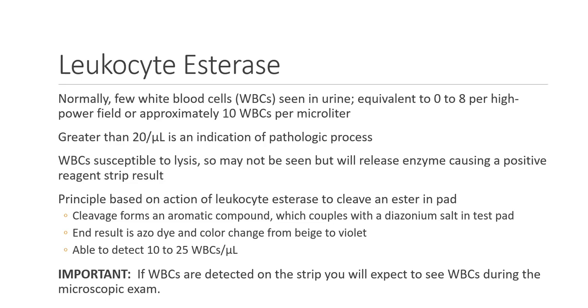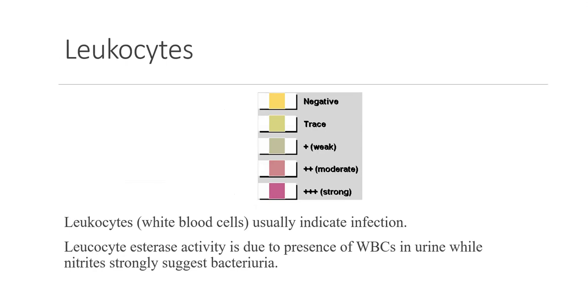And so again, if WBCs are detected on the strip, you're going to expect to see WBCs during the microscopic exam. If you don't, maybe the urine was stored improperly and the white cells lysed. So again, it has to make sense. What you see under the microscope needs to compare favorably with what you see on the pad. So here's an example of the different reactions you may see on the pad, going from negative to that really, really pretty pink, which is a strong reaction. So leukocytes usually indicate infection, and the leukocyte esterase activity is due to the presence of WBCs in the urine.